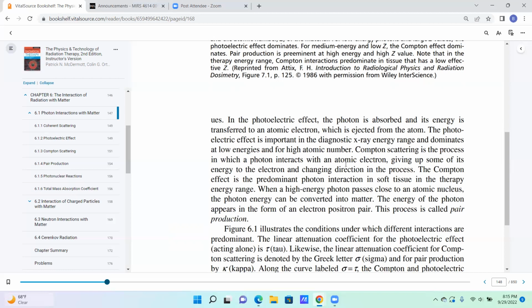study. When a high energy photon passes close to an atomic nucleus, the photon energy can be converted into matter. And this energy of the photon appears in the form of an electron-positron pair. And that's why we call it pair production.